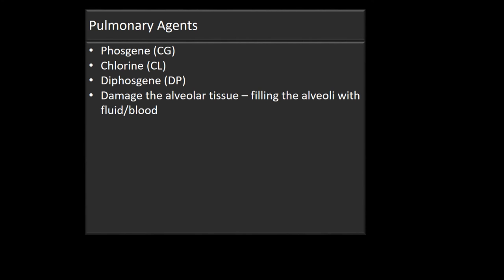Your pulmonary agents don't suffocate you with the gas. The gas itself doesn't cause you to die just because you're suffocating. The gas gets into your airway and it causes the airways to get inflamed and start leaking fluid into the alveoli and blood. So you die from pulmonary edema. You die from choking on fluid and blood. It's not just the gas suffocating you like when somebody gets carbon monoxide poisoning. You actually die a very painful death because you're pretty much drowning in blood and fluids from pulmonary edema.